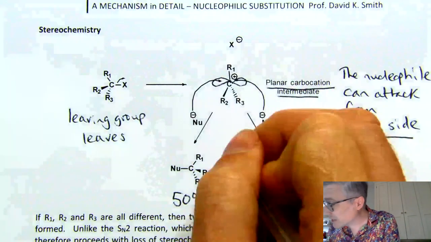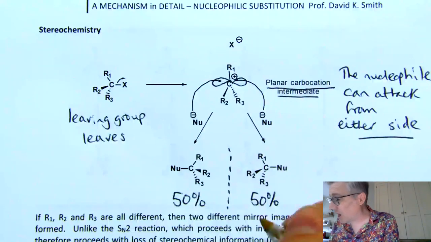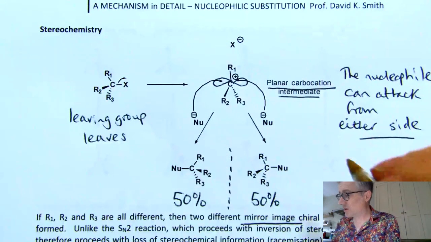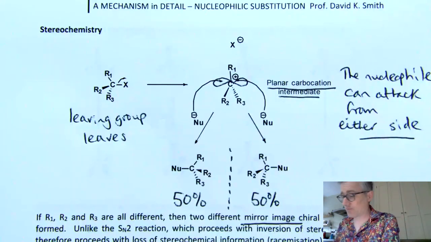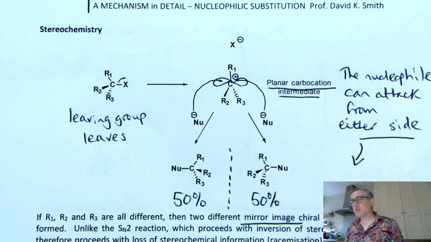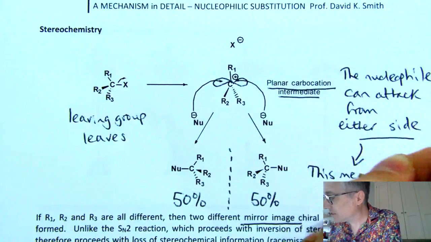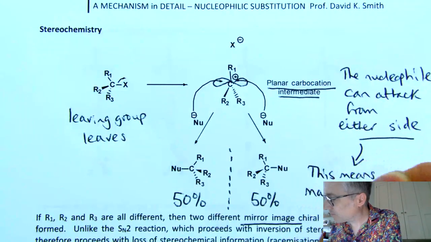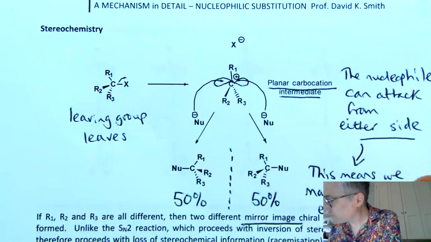And what you'll also notice is these two products are mirror images of one another. We refer to mirror image compounds as enantiomers. And so the fact that the nucleophile can attack from either side means we make both enantiomers.